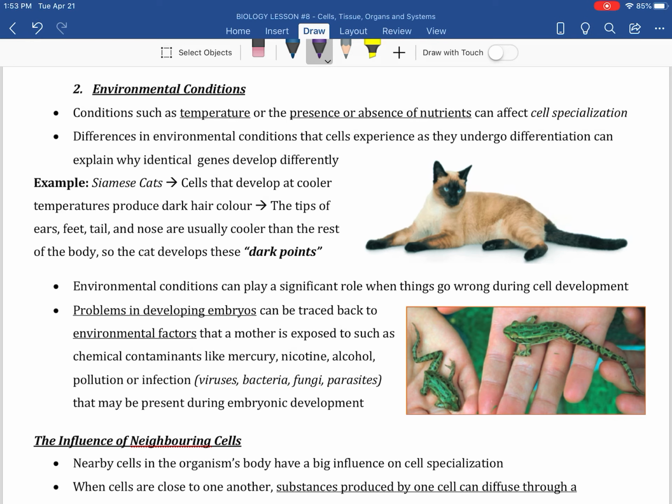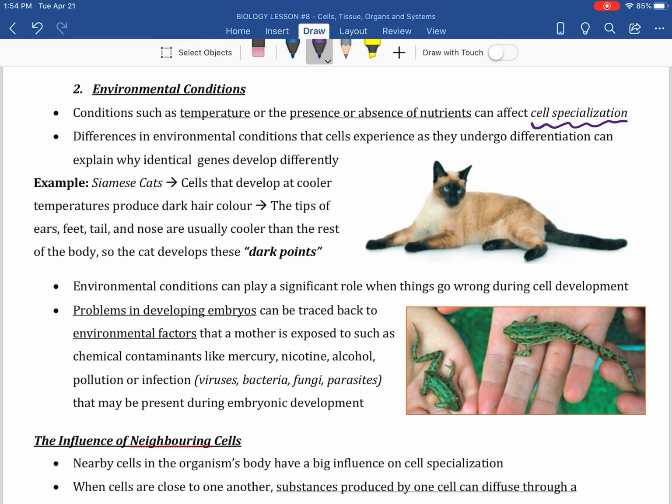Environmental conditions. So once again, depending on what the cell is surrounded by, is it hot? Is it cold? Is it dry? Is it moist? Is it humid? Is there nutrients around? That kind of thing. So just like humans, you adapt to your environment, your cells have to also adapt to the environment. So these things can affect cell specialization.